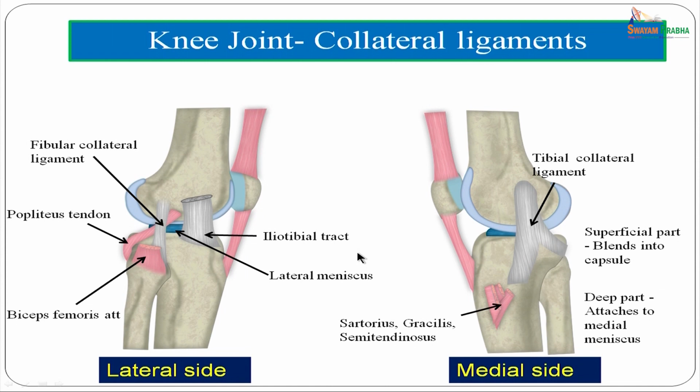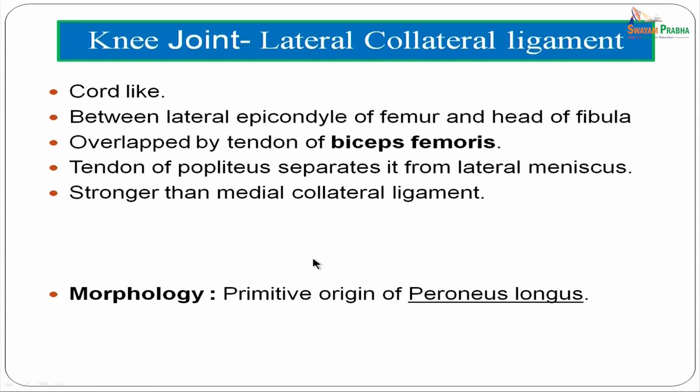So let us have a quick review of what we have studied. The lateral collateral ligament is a cord-like structure. It runs between the lateral epicondyle of the femur and the head of the fibula. It is overlapped by the tendon of biceps femoris. The tendon of popliteus separates it from the lateral meniscus, and the lateral collateral ligament is stronger than the medial collateral ligament.